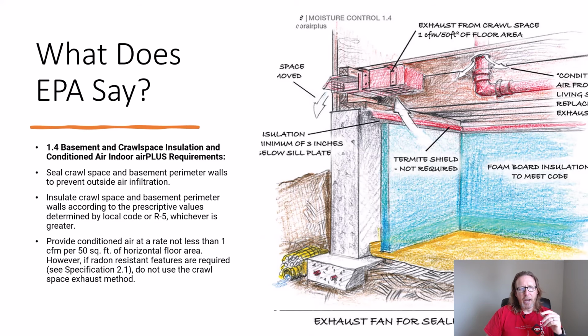Provide conditioned air at a rate not less than 1 CFM of air for every 50 square feet of crawl space to the floor area. So in other words, you could do 2 CFM for every 50 square feet, 3 CFM. They just don't want you to do less than 1. All right. And what that does, however, if radon resistant features are required, see specifications 2.1, do not use the crawl space exhaust method.